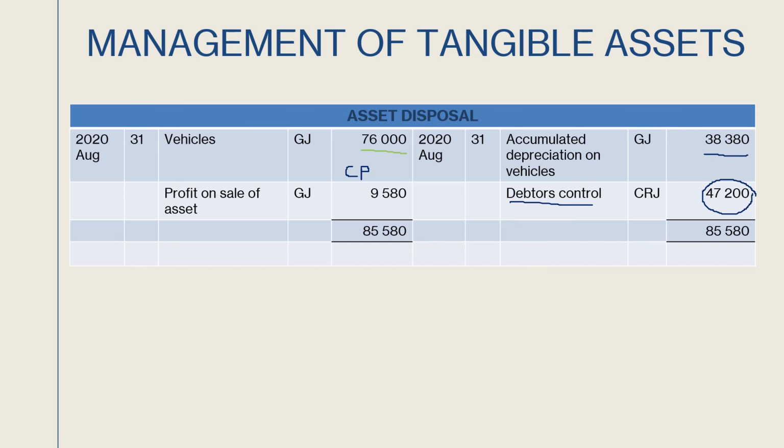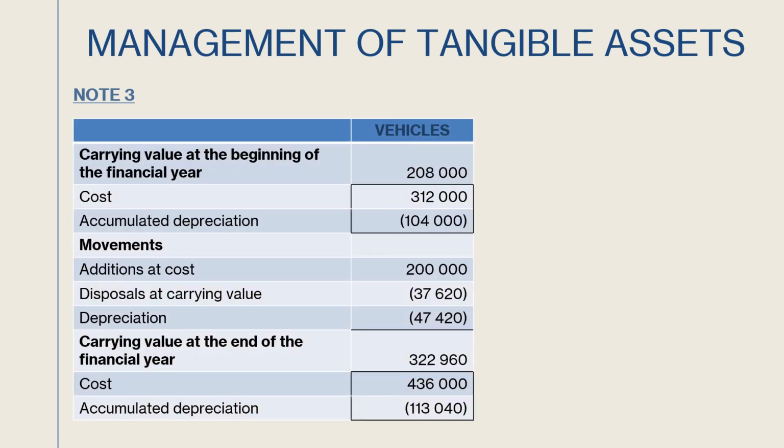And then obviously we need to see, did we make a profit? Did we make a loss? In this case now, your credit side is bigger. Okay, so in this case, the missing item, 9,580, is on the debit side, which means that we've made a profit on the sale of this asset.